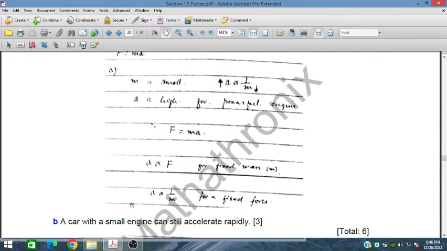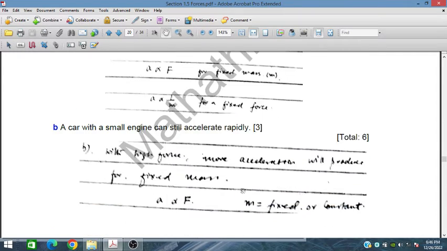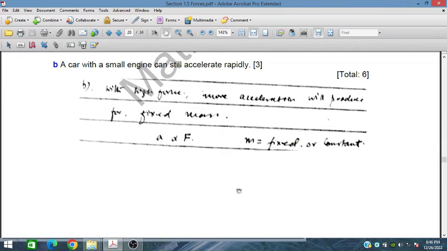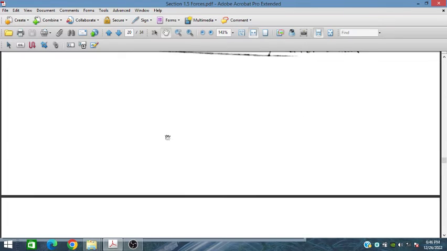If mass increases, acceleration decreases. A car with a small engine can still accelerate rapidly. With a high force, more acceleration will be produced for a fixed mass.